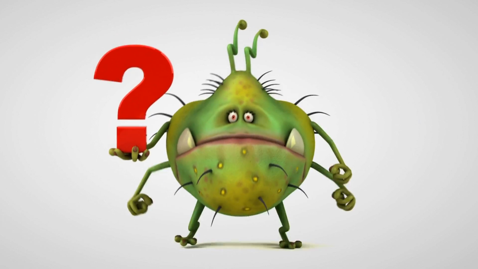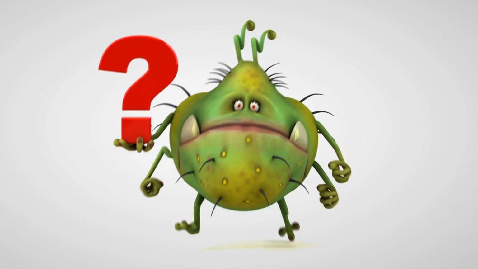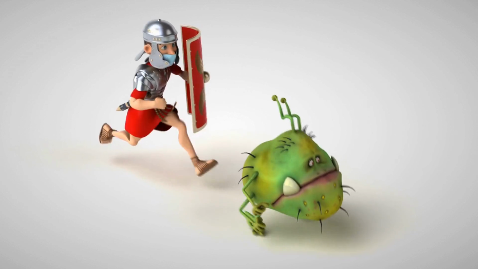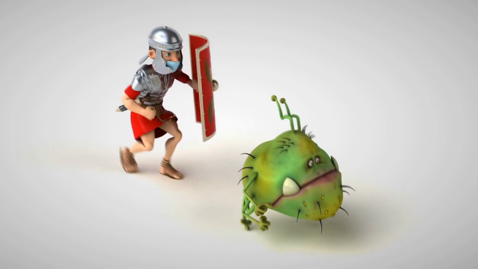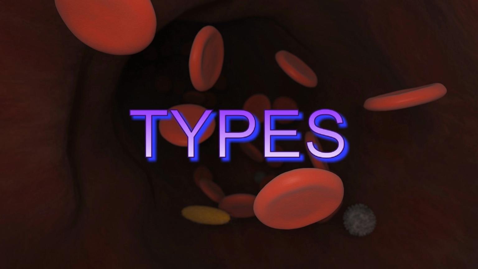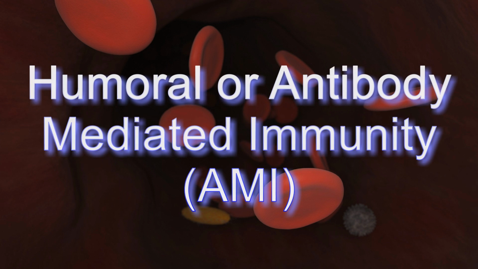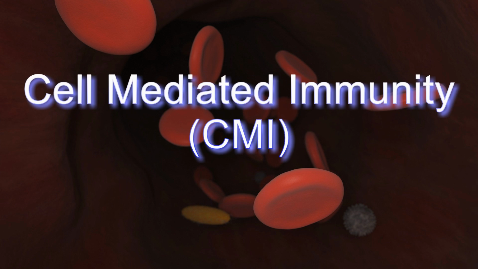To understand the immunity or immune response, let's take an example of a bacteria or a germ attacking our system, and the various mechanisms through which our body fights these germs or bacteria is called the immune response. There are two types of immunity. The first one is the humoral or antibody mediated immunity, and the second is cell mediated immunity.